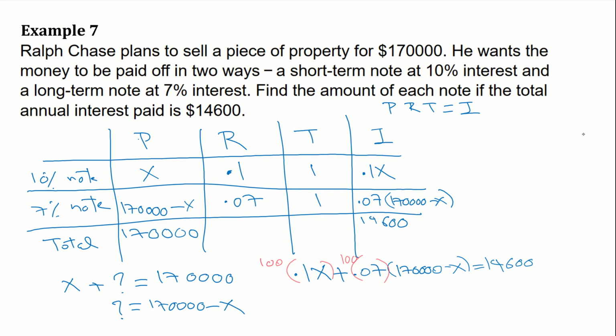And that's just the multiplication property of equality, right? So we end up with 100 times 0.1, that's 10x, plus 100 times 0.07, that's 7, times 170,000 minus x equals, here we get 14600, and then add 2 more zeros. If you want to read it, just count every 3 from the right. So 1,460,000. So let's keep going.